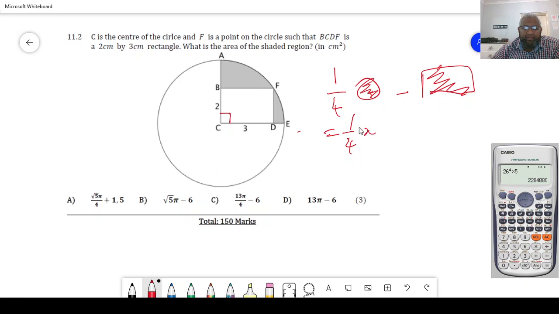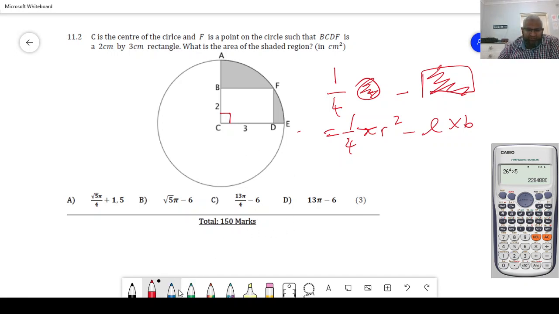How do you calculate the area of a circle? It is pi r squared, minus length times breadth. We know that pi is a constant, 3.14 and the number carries on there. The length is 2 and the breadth is 3, or vice versa. So we need to get the radius out here.